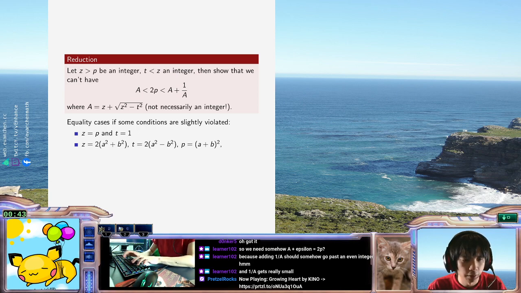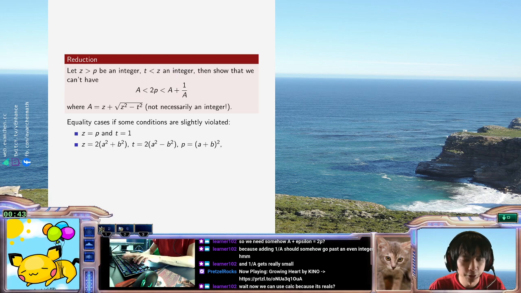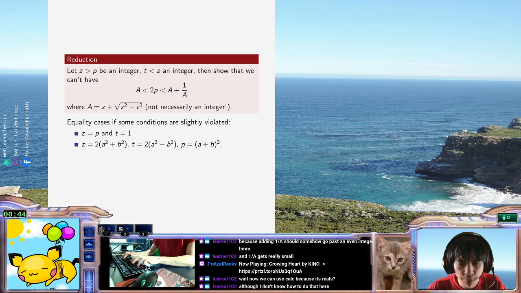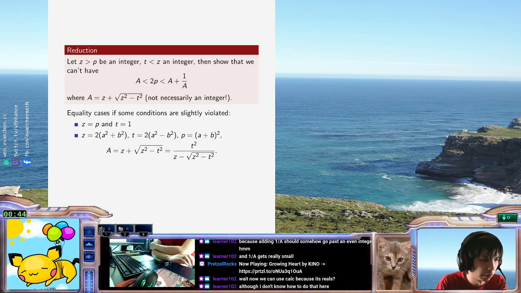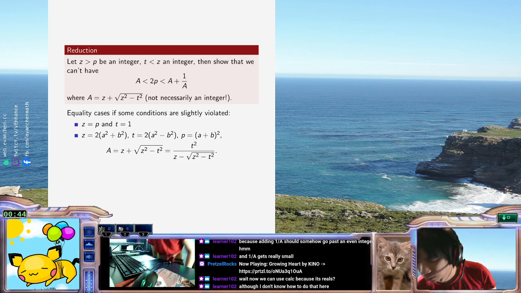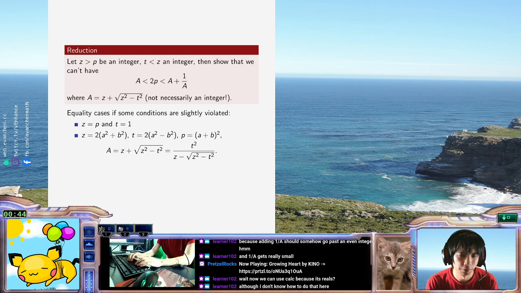It's worth writing a in a couple of forms. One is the raw form here, where it's z squared minus t squared. But the other, you can write it as z minus the square root of z squared minus t squared over t squared. Not clear whether one of these is an advantage over the others. Can we use calculus now because it's reals? I don't think so. You still need the integer condition. Like, what would you do with calculus?